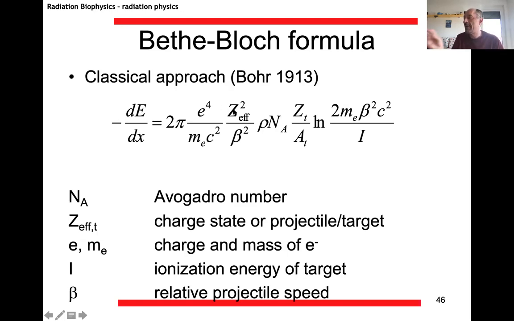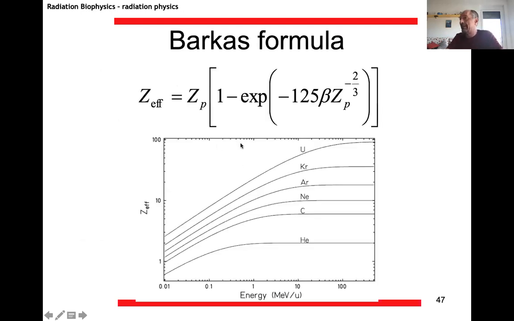But this is true. I mean, when the ion slows down, it starts to capture electrons, and eventually the charge goes to zero. And it goes to zero faster than the velocity. In fact, you see it's an exponential formula derived by Barkas.